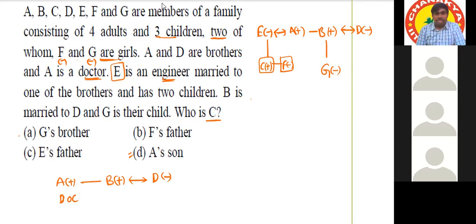That's all. This is the family chart. From this family chart, we have to answer. Who is C? C is G's brother? No. C is F's father? No. C is E's father? No, sir. C is A's son? Yes, sir. Yes. Very good.